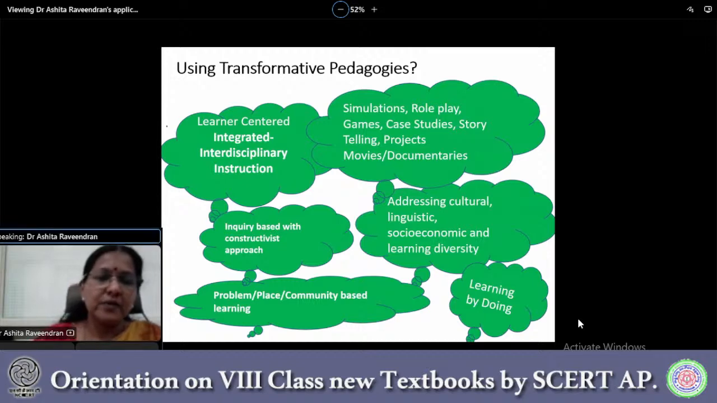Now, when I spoke about transformative pedagogies, we need to know what these transformative pedagogies are. These transformative pedagogies need to be learner-centered. They have to be integrated and also interdisciplinary in nature. Even though separate textbooks have been given, we still need to integrate these subject matters when we are dealing with one particular concept.